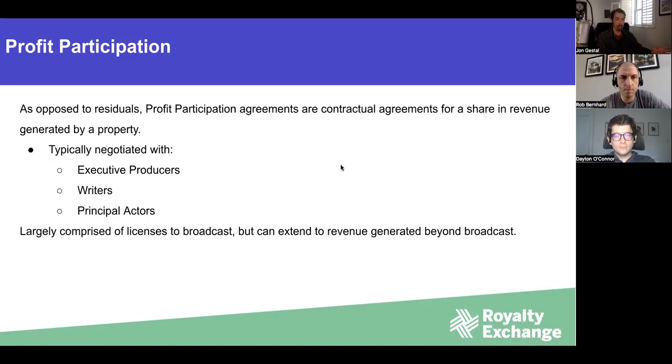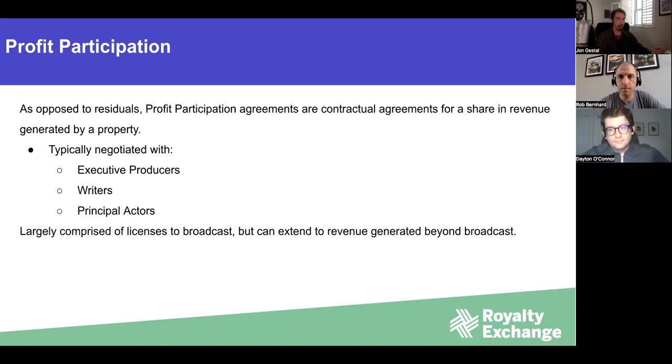For profit participation, like we mentioned, these are contractual agreements, but it's largely based on the licensing, though not exclusively. Say you're a studio and you created a TV show, put it on network television, and then you wanted to put it on Netflix, that license would be part of that revenue. That extends beyond just streaming to international contracts, domestic contracts, other networks, things like that. Like we mentioned, that's normally focused on producers, but can extend to writers, actors, things like that.